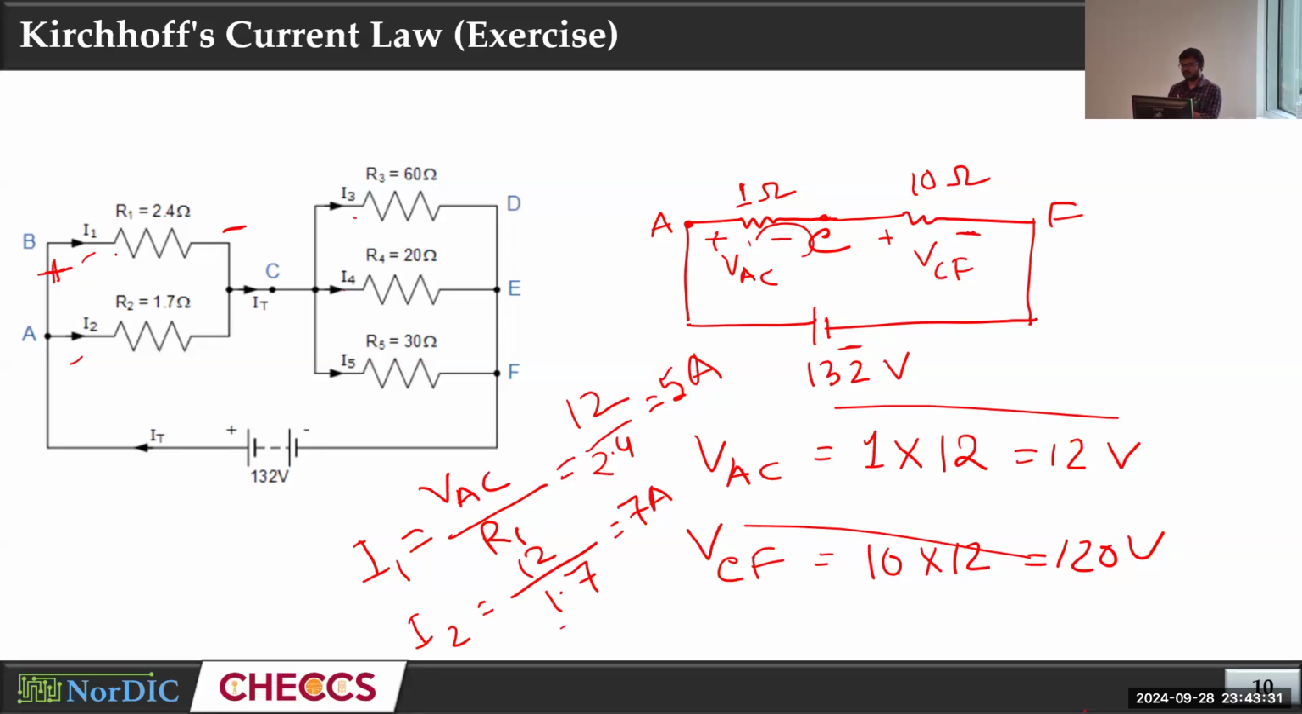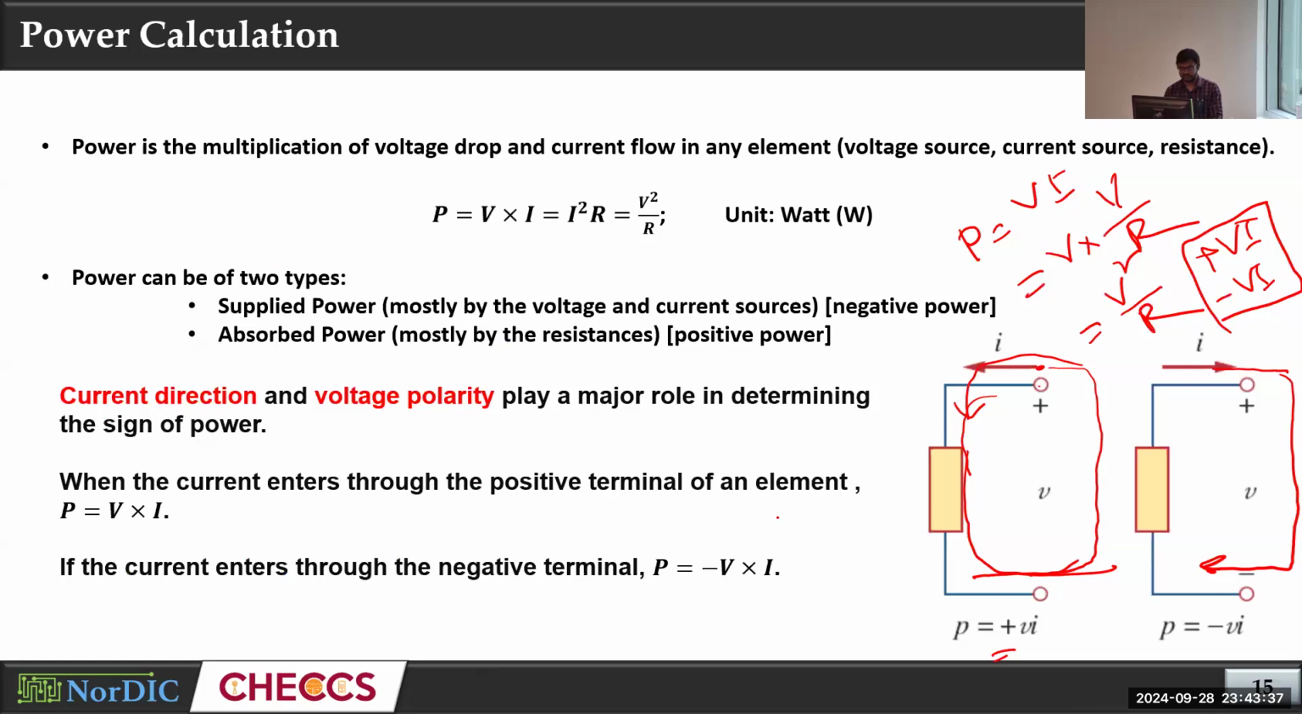That is entering through the positive, right? Entering through the positive terminal, I1. So if it is entering through the positive terminal, we should use this formula, positive. So remember, entering the positive gives positive power; entering the negative or leaving the positive, the same thing, gives negative power. If you can just remember this: if you have negative power, that is supplied power. If you have positive power, that is absorbed power.